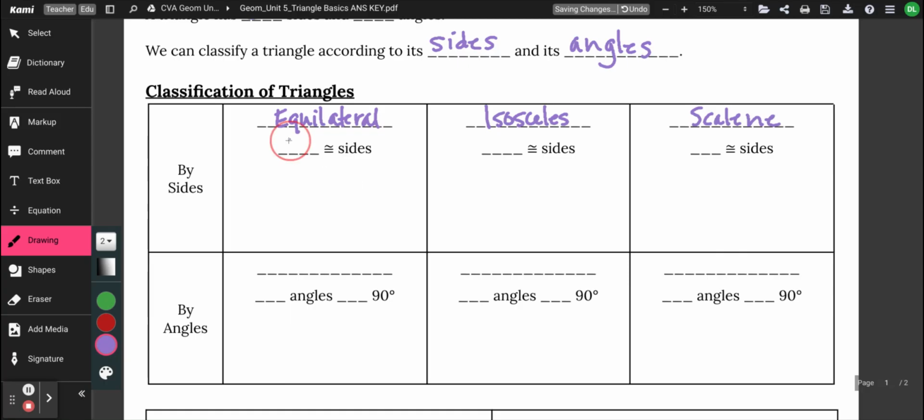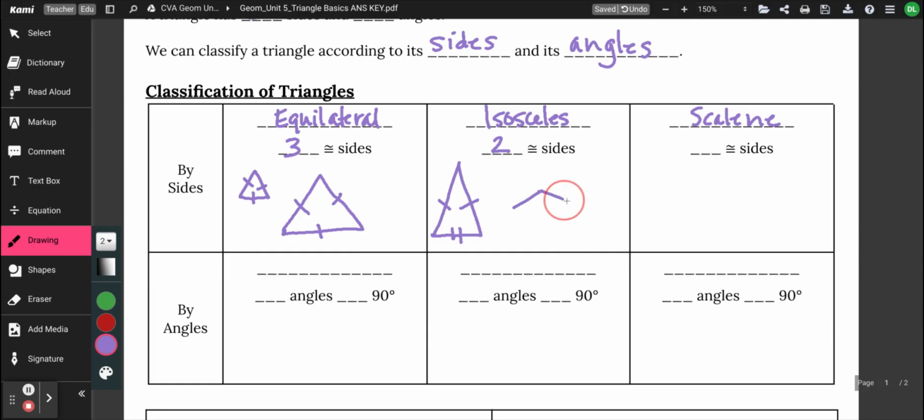An equilateral has three congruent sides, which means all three sides are the same length, and it can be a big triangle or it could be a small triangle. An isosceles triangle has two congruent sides. So it might be a tall triangle, or it might be a short triangle.